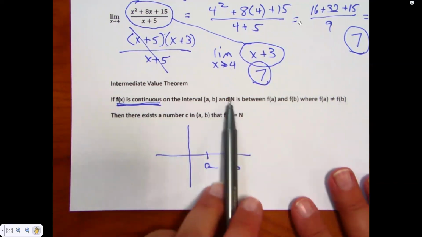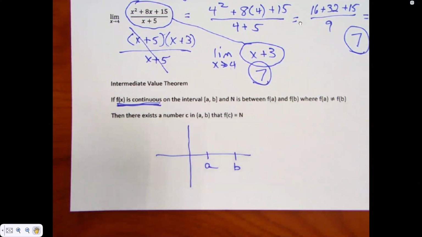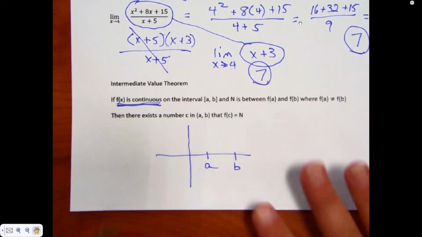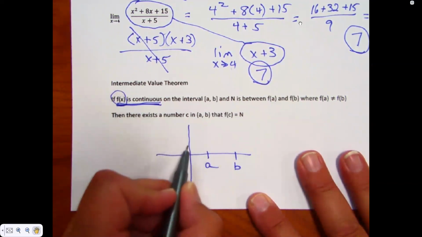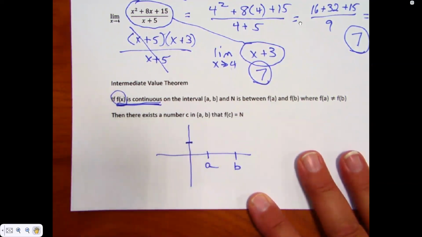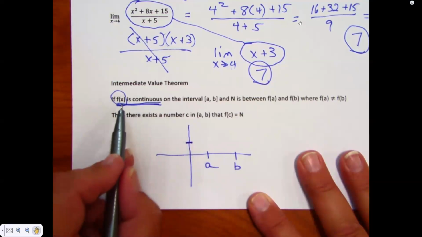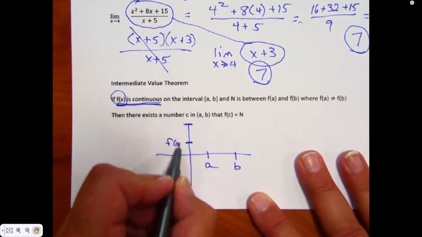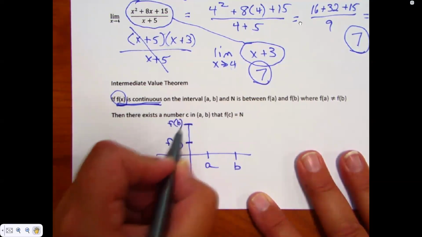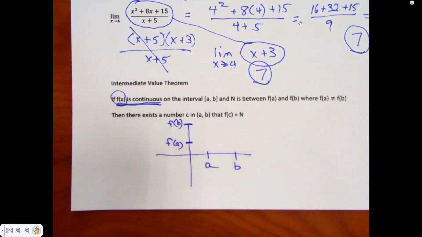Now, n is between f of A and f of B. F of A and f of B are y values. So if I plug A into my function, my f of x, I get an f of A coming out. And if I plug B into my function, I get an f of B coming out. So this is f of A and this is f of B. Could they be reversed? Could f of A actually be on top and f of B on the bottom? Yes. They're just spitting out two values.